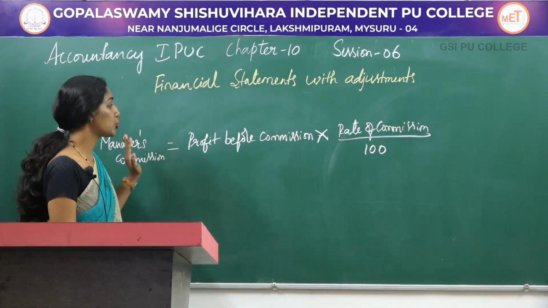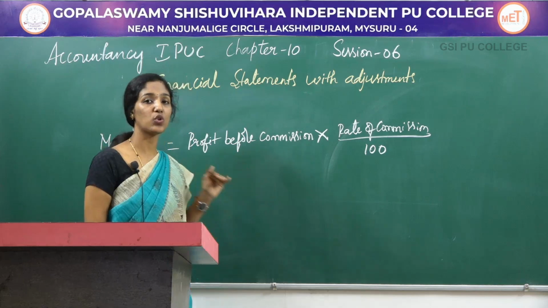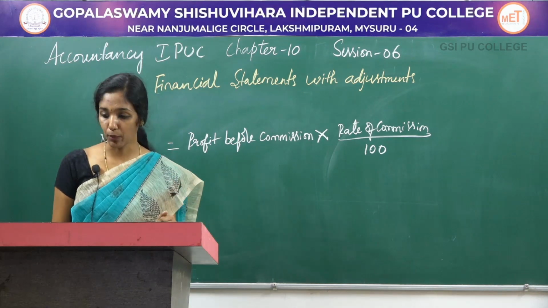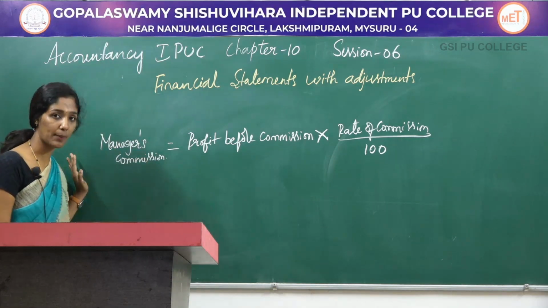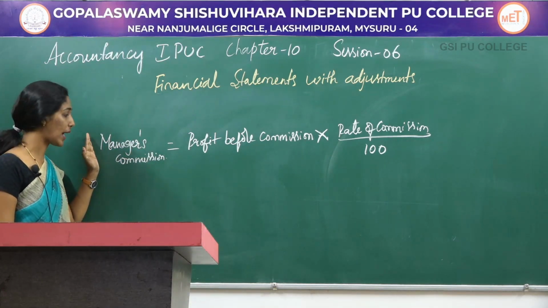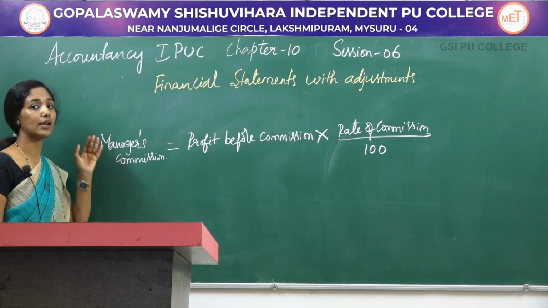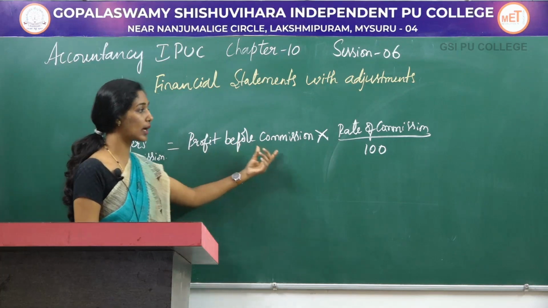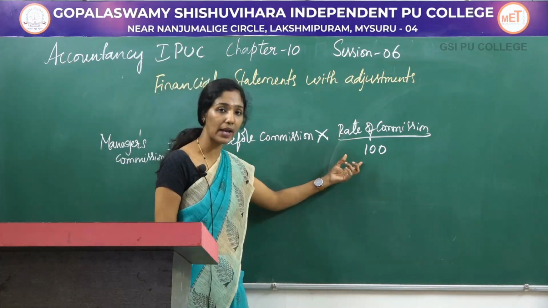I repeat, there are two methods for calculating manager's commission. The first one is commission allowed on the net profit before charging such commission. There is a formula for calculating manager's commission under this situation. Manager commission equals profit before commission into rate of commission divided by 100.